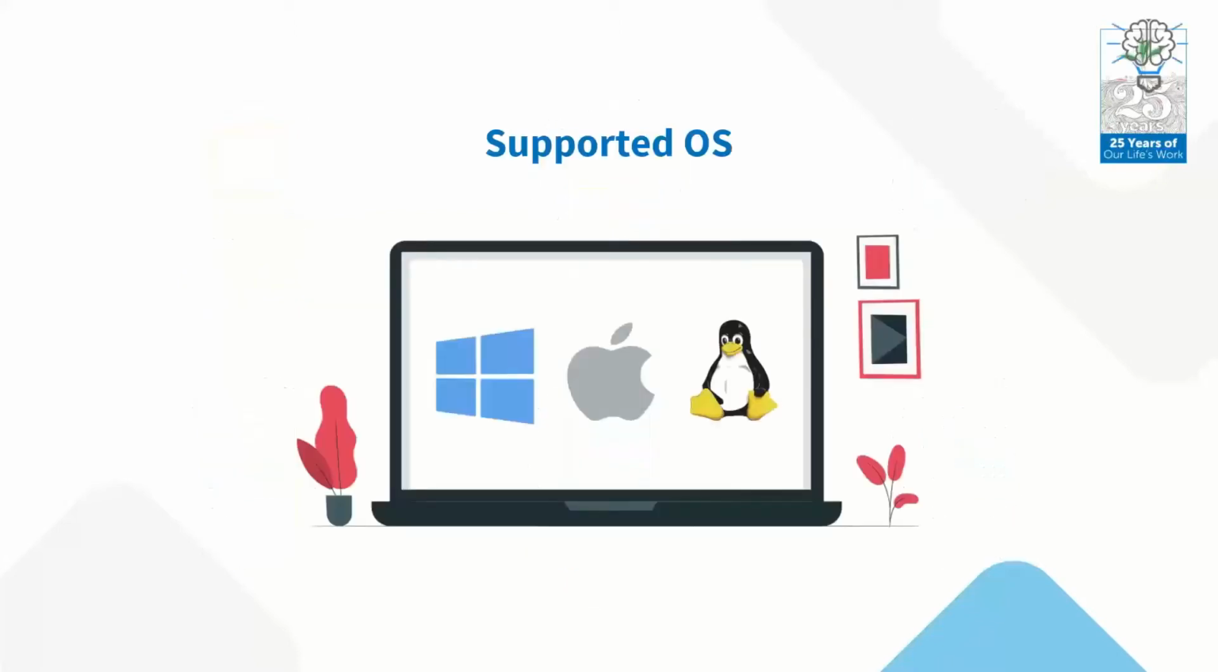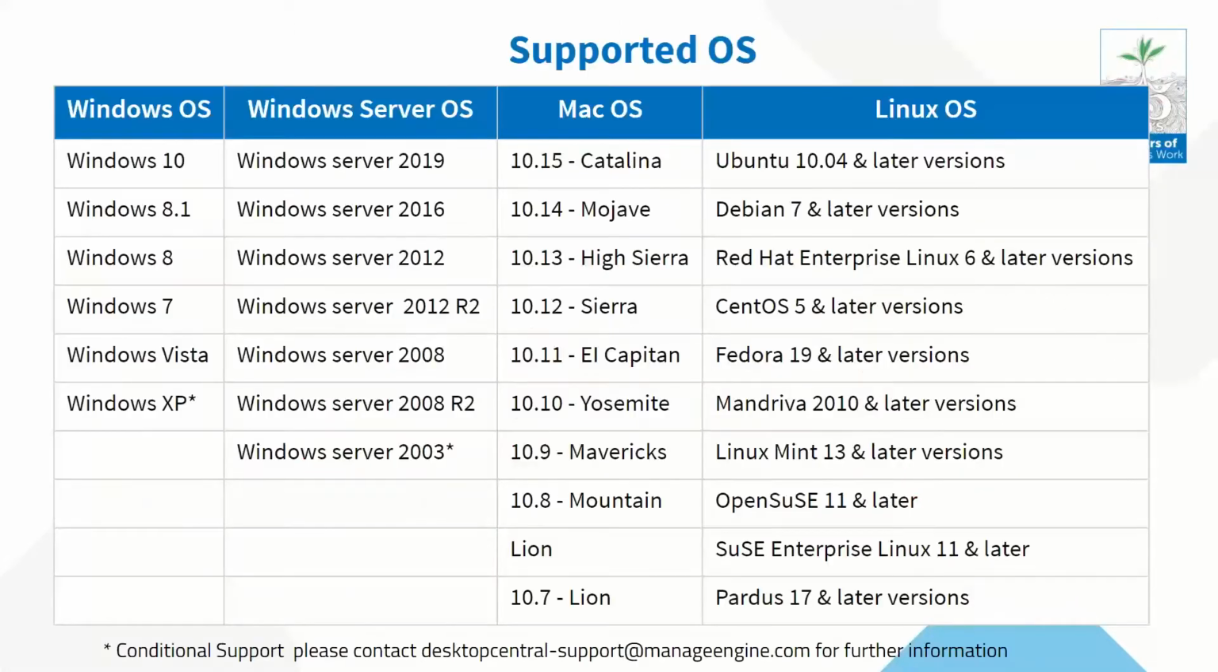The operating systems that we support are Windows, Mac, and Linux. This is the list of the supported operating systems that we offer. In case you do not find an operating system that you want to manage in this list, please feel free to drop an email to the support team. The support team's email is at the bottom of the screen, desktopcentral-support at ManageEngine.com. Include the information about which operating systems you would like to manage, and if you need clarification regarding the supported operating systems, our technician will get in touch with you.